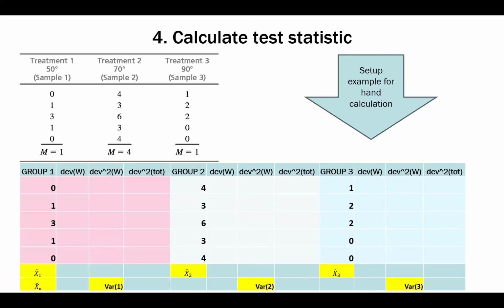So I've put all the raw data in under its specific groups. Group 1, raw data: 0, 1, 3, 1, and 0. Those are the scores from group 1, and so on under group 2 and group 3. And it matches the data in the original set.